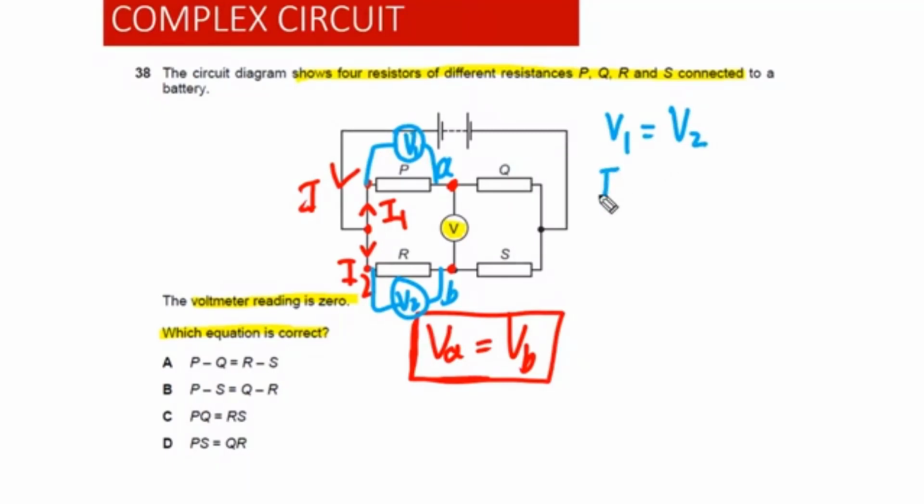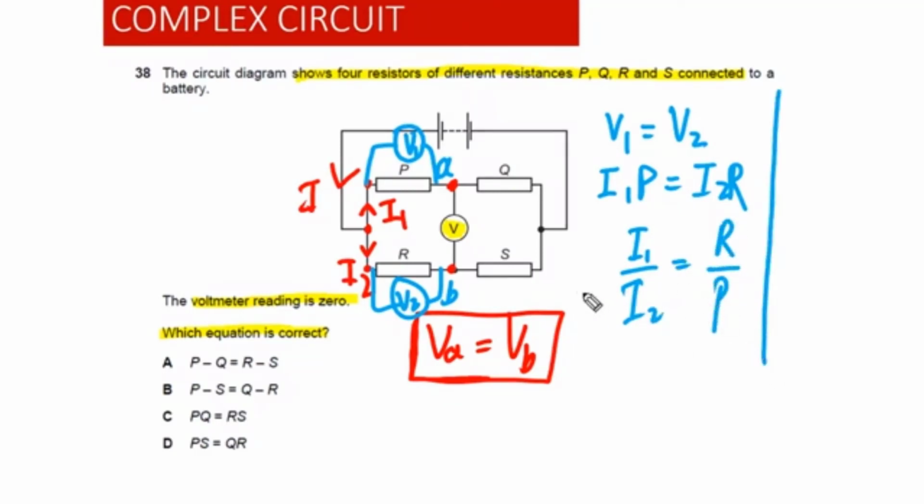Another way of writing this one is we can say I1 P has to be equal to I2 R, and this is based on Ohm's law. Now we can rearrange this. We can say I1 over I2 has to be equal to R over P. Now let's move on to the next resistor.